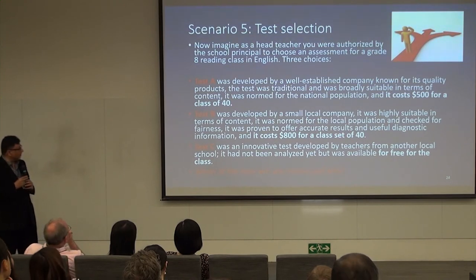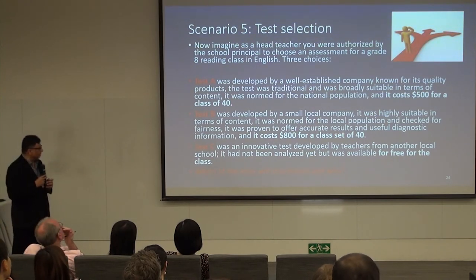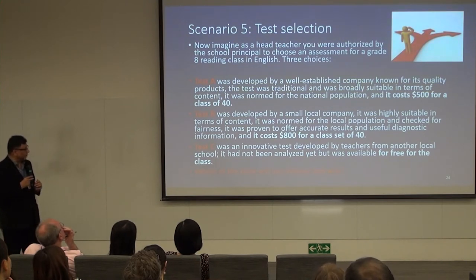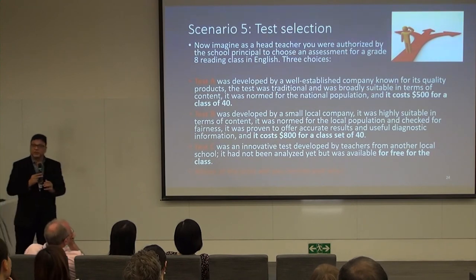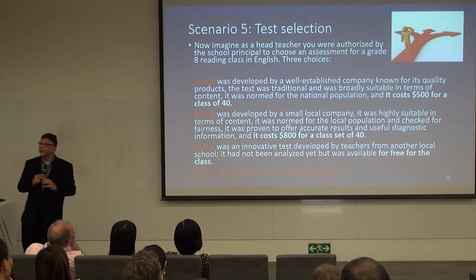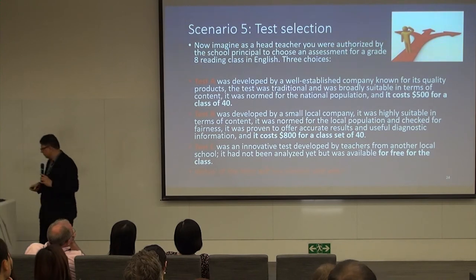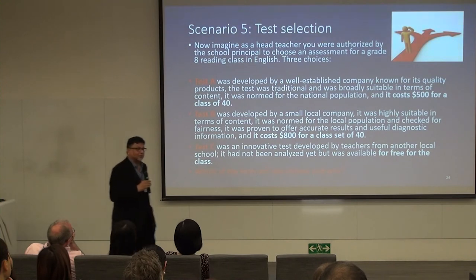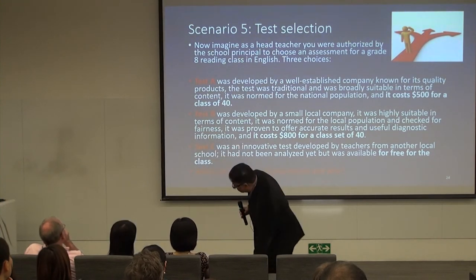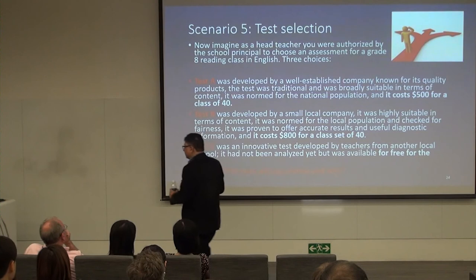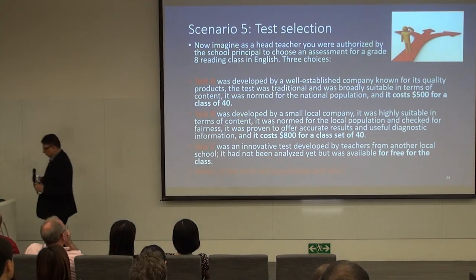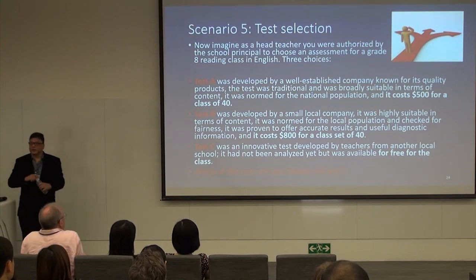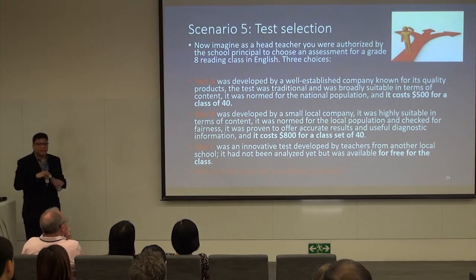Test C was an innovative test developed by teachers from another local school. It had not been analyzed yet, but was available for free for the class. Which of these tests would you choose and why? Would you take a utilitarian approach and say, test C, it's cheap, no cost? Or would you choose test B?